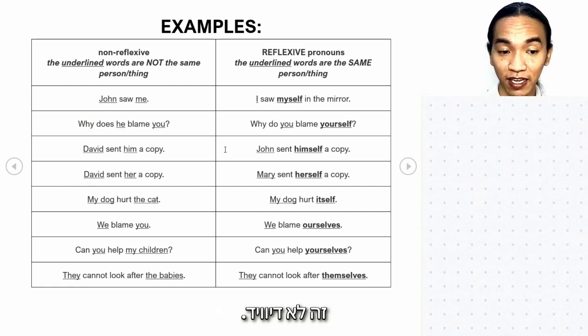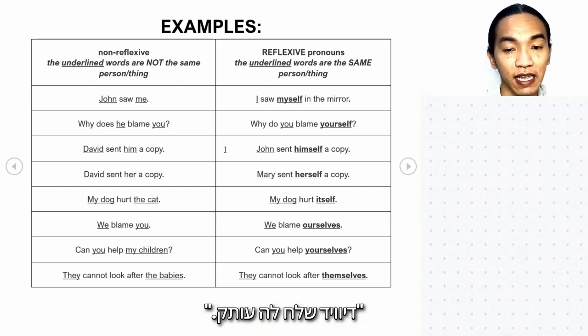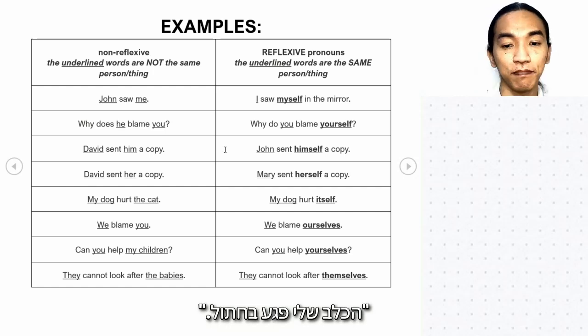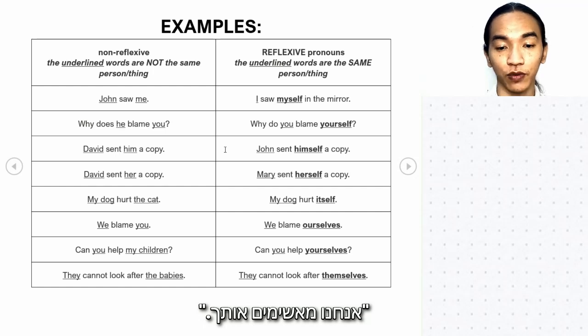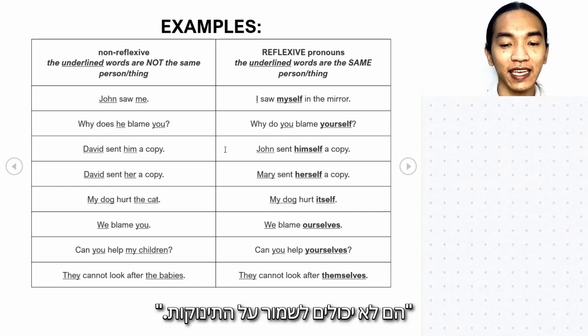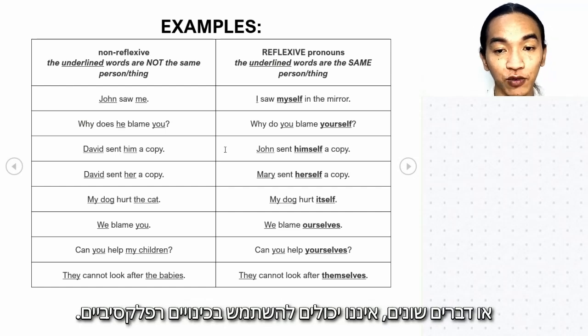It's not the same David, but another person. David sent her a copy. My dog hurt the cat. So they are different animals. We blame you. Can you help my children? They cannot look after the babies. So as you can see, if these are two different people or things, definitely we cannot use reflexive pronouns.